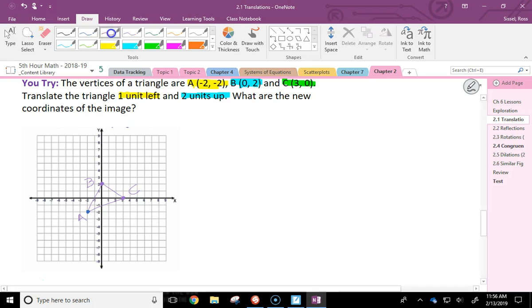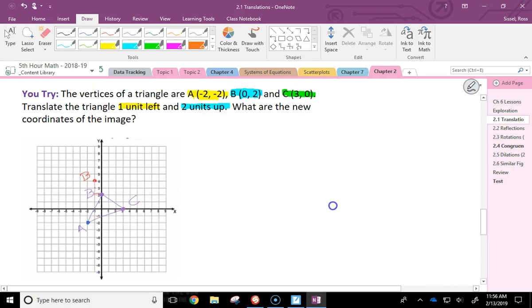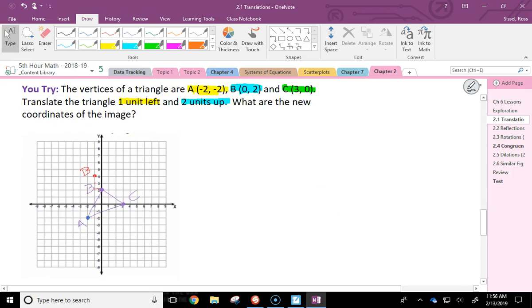If I follow these instructions, 1 unit left, I'd go left, 2 units up. That's the new point for B. Make sure you label the points. I look at A. 1 unit left, 2 units up. Went over 1, up 2. That's A. I look at C. 1 unit left, 2 units up.